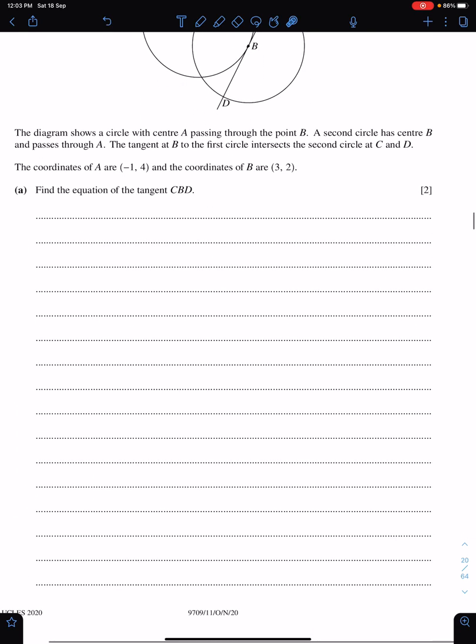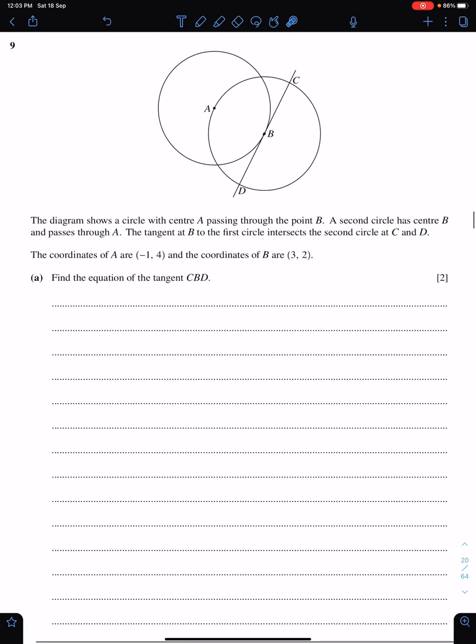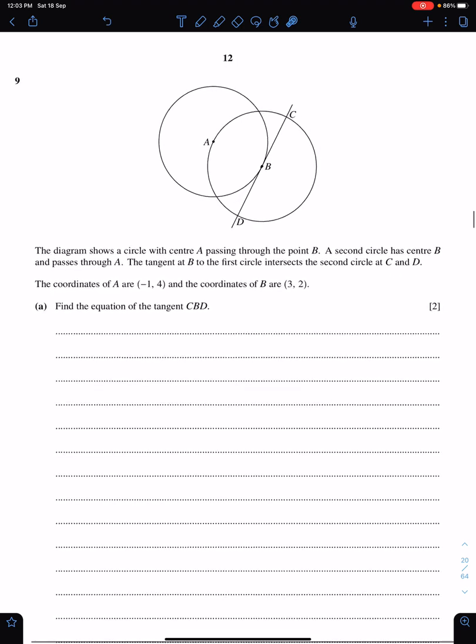This question is from November 20, paper 1-1. The diagram shows a circle with center A passing through the point B. A second circle has center B and passes through A.